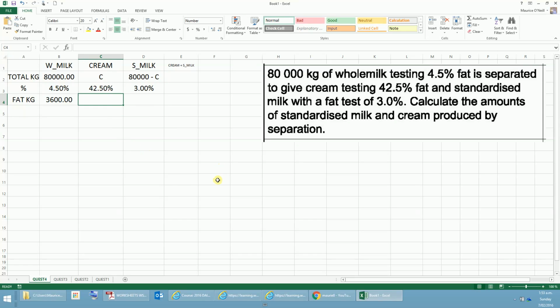Now obviously we've got something unknown, C. But what we do know is that if we take 42.5% of C, we can write that down as 0.425 C, by way of a formula. So we've got 3,600 is going to equal 0.425 C, and then it's going to be 3% of this here.